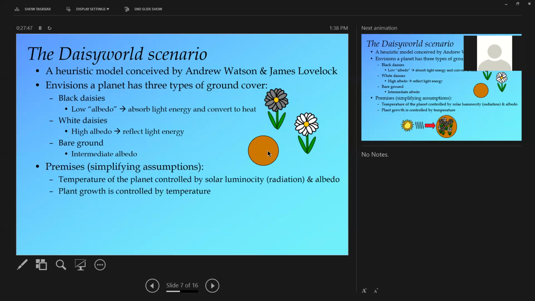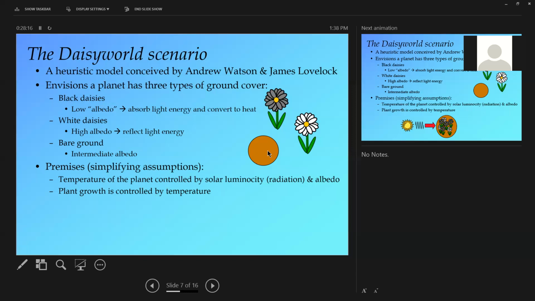Okay, so we've got some simplifying assumptions in this model, which are always good to create a model that's as simple as it can be to do what needs to be done. And that is, the temperature of the planet is controlled by how much light is coming in, that is solar luminosity, how much solar radiation is coming into the planet, and the albedo of the planet, how much of that is reflected back out. And that's the way our Earth operates too.